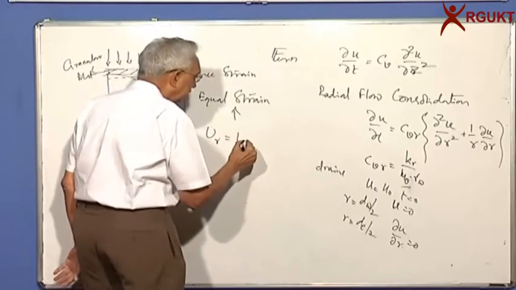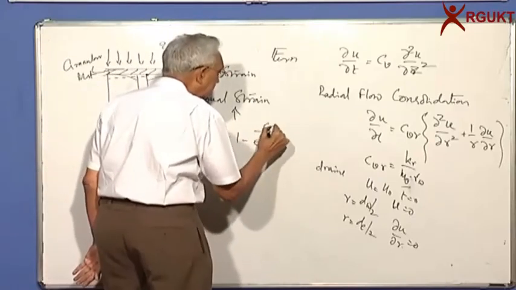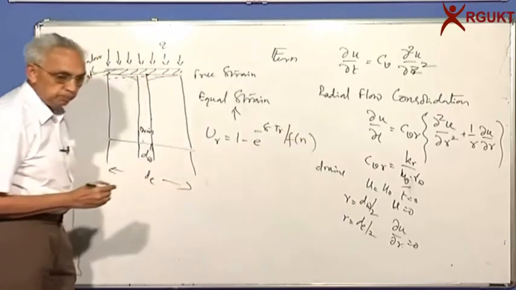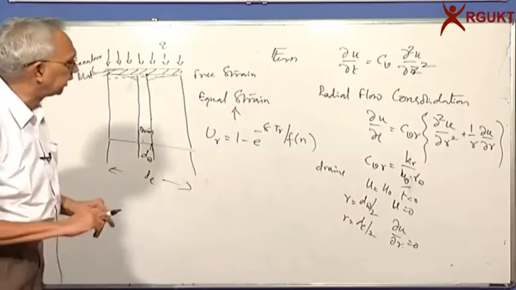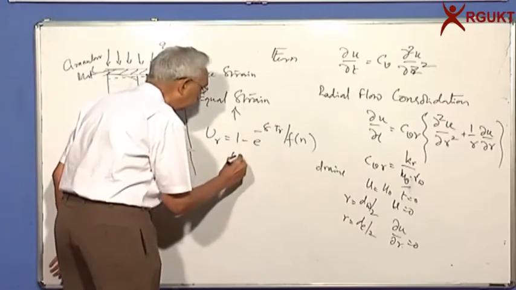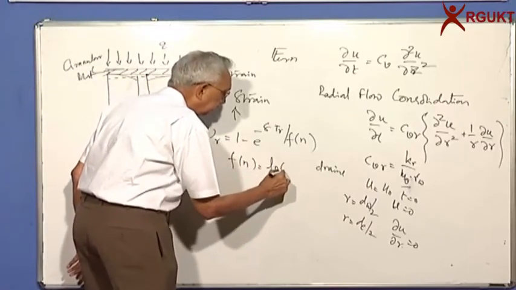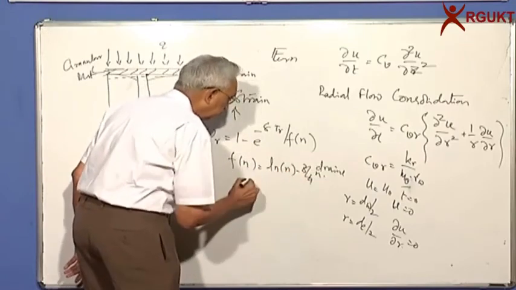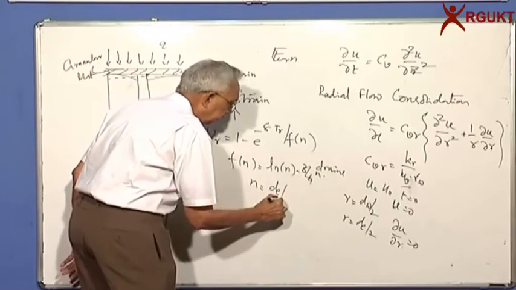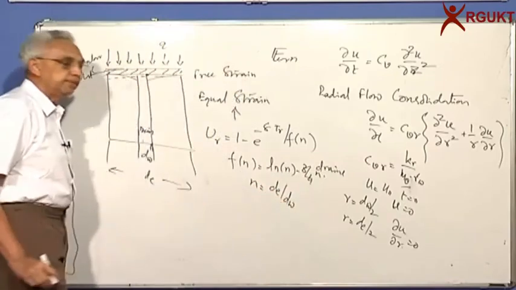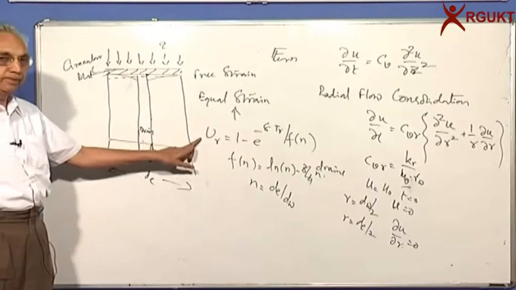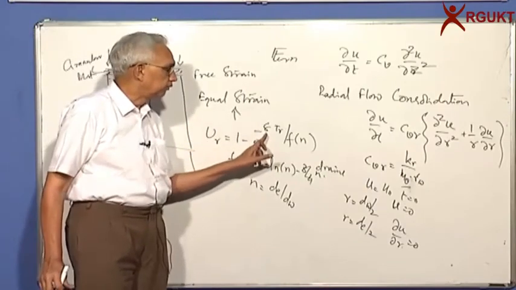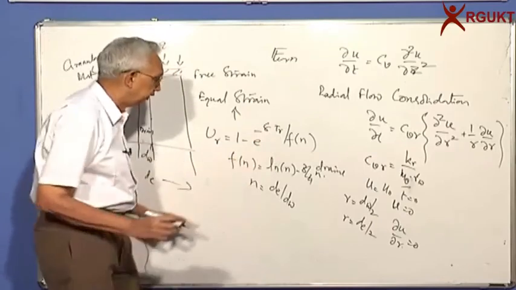1 by 1 minus e to the power of 8 TR by Fn. Very simple expression. Where Fn is equal to natural log of n minus 3/4 times n, where n is equal to d by dw. It's a very simple expression for degree of consolidation due to radial flow. U is equal to 1 minus e to the power of minus 8 time factor TR.